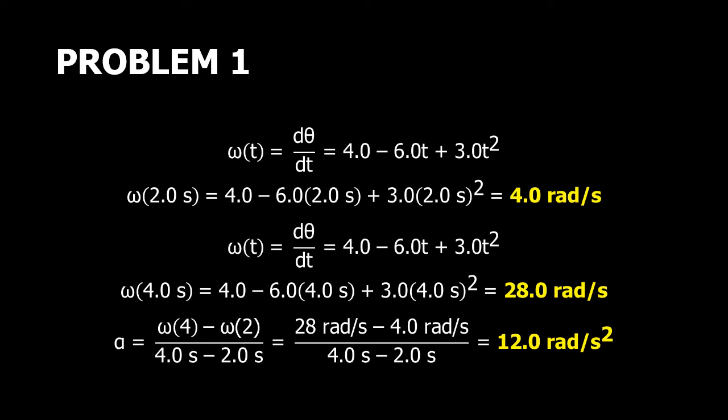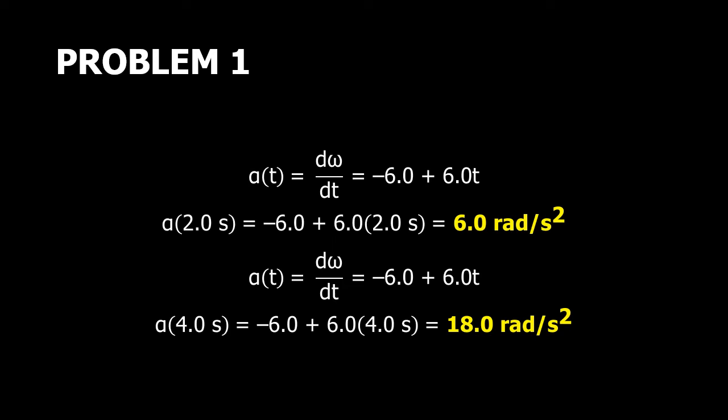So, 28 minus 4 radians per second. So, please take note na lang. 28 minus 4 divided by 4 minus 2. So, this will be 24 over 2, and this will be 12 radians per second squared. And that is your average angular acceleration. So, yun lang.